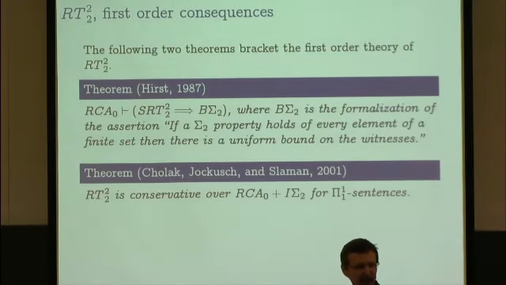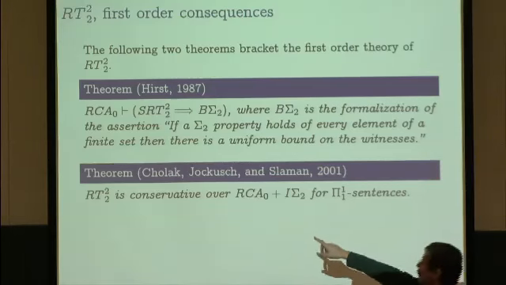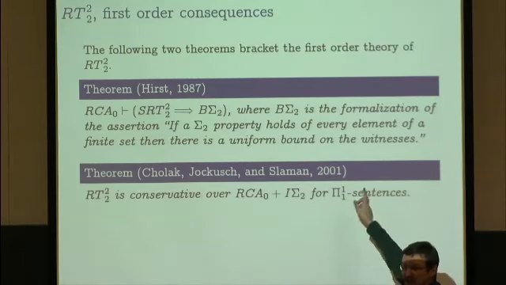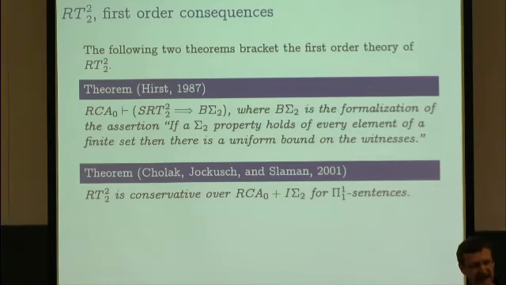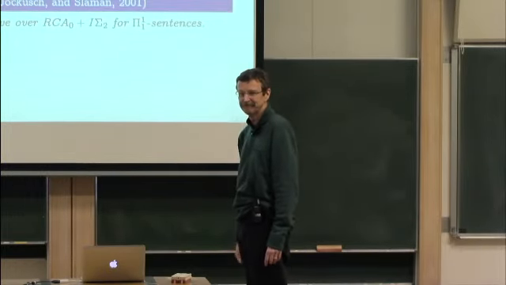Well, if you can't do the second order problem, you look at the first order problem. And so the first order part of the theory of Ramsey's theorem for pairs is bracketed by two results. The first is you can prove something new from Ramsey's theorem for pairs. You can prove this principle B Sigma 2, which says basically if you have a finite set and a Sigma 2 function on that set, you can bound the range by something finite. Formally, it says if a Sigma 2 property holds of every element of a finite set, then there's a bound on the witnesses that you need to see that the property is true.